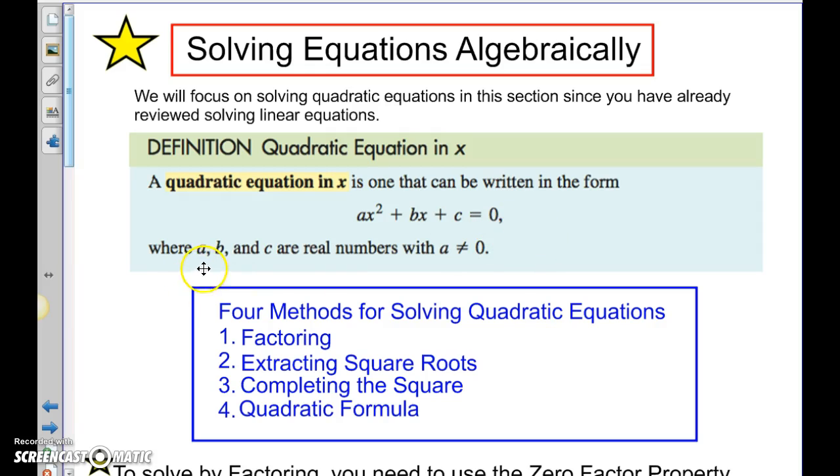Now, a couple of things. A, B, and C are real numbers. We'll deal with non-reals tomorrow or the next day. And then A can't be 0 because if it were, then this wouldn't be a quadratic because the x squared would go away.